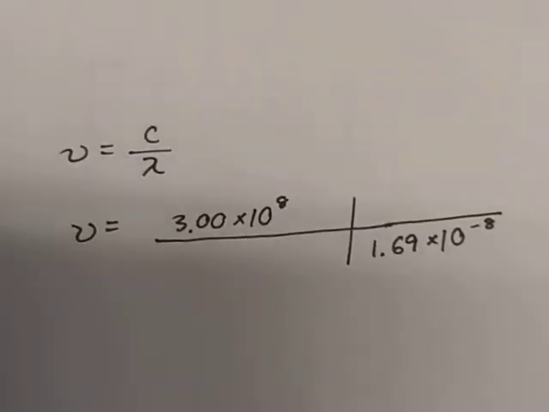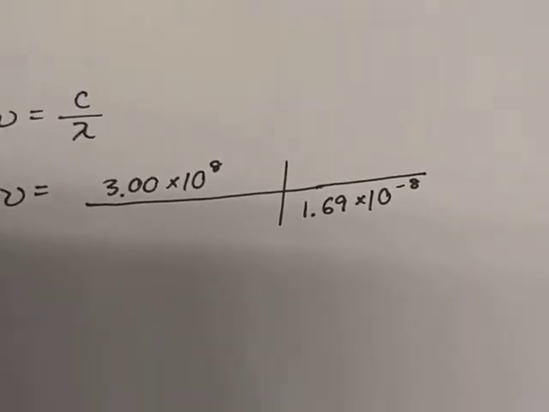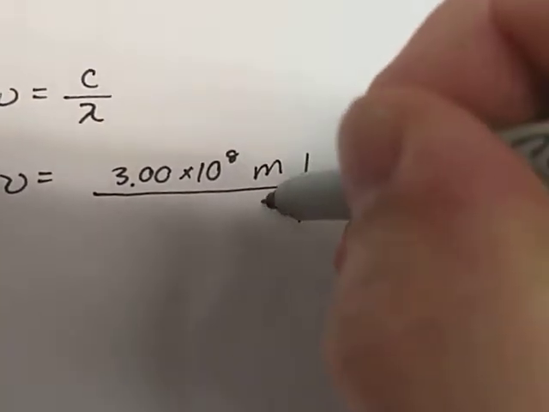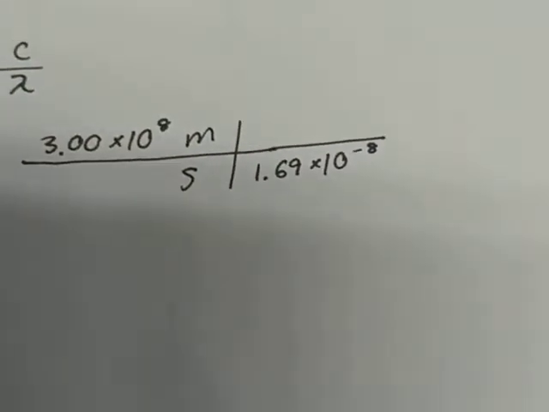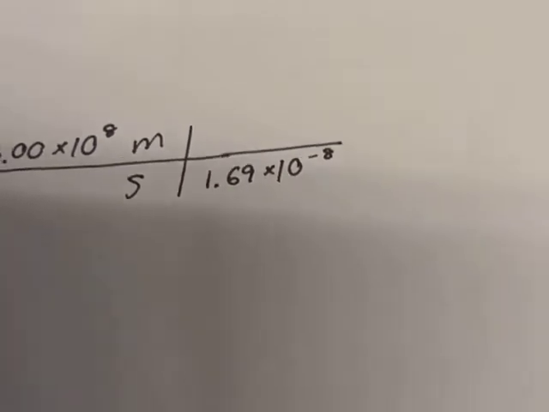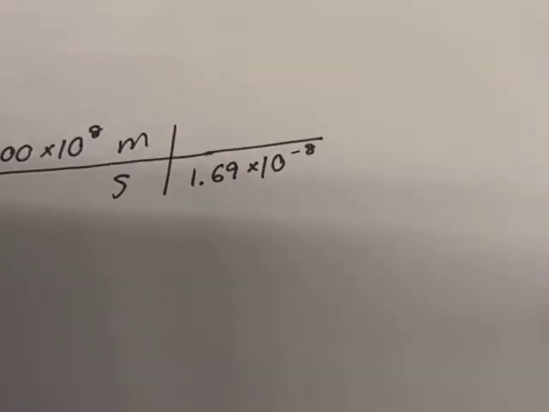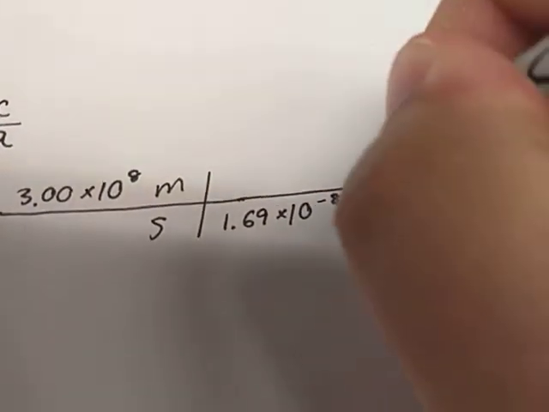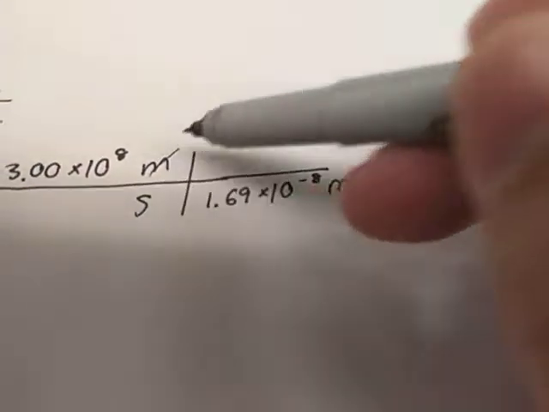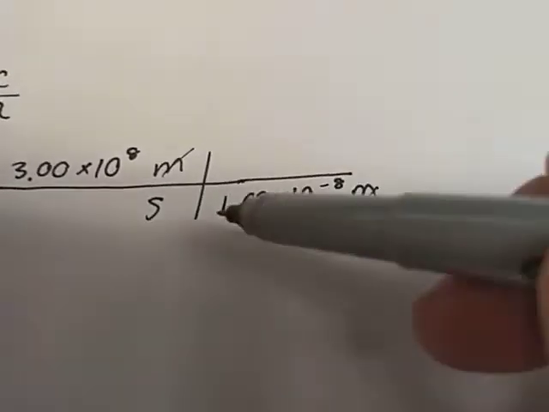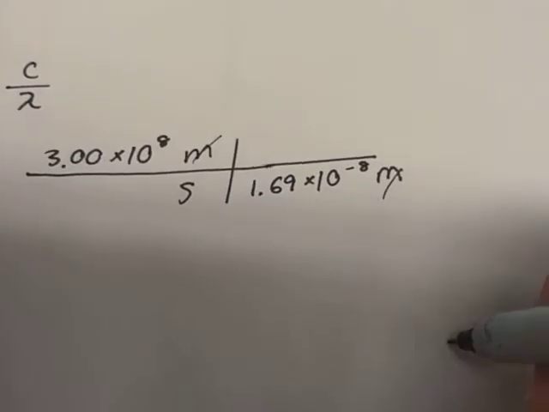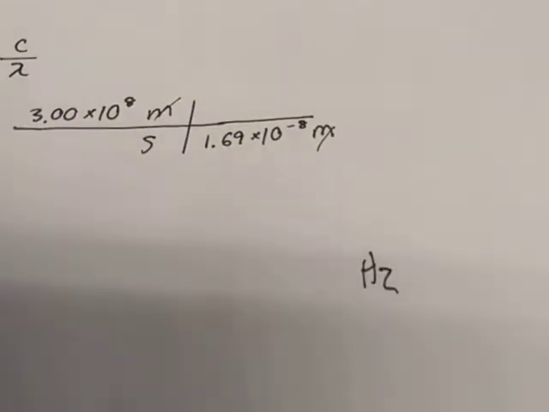Nu equals c over lambda. So nu is c, which is 3.00 times 10 to the 8th. That was meters per second, so I like to put the second on the bottom. And then we're dividing by the wavelength. You were told the wavelength was 1.69 times 10 to the negative 8th meters. Now if you look at it, meters are going to cross off, and you're left with per second, which is going to be a hertz.